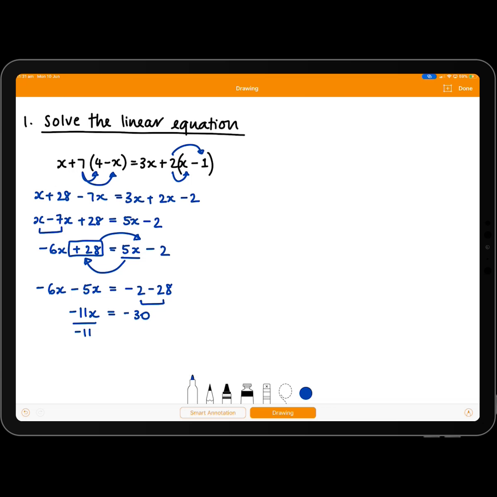And again, if I do it to the left-hand side, I must do it to the right-hand side. So then that becomes divided by -11. These will cancel out, and therefore I'll be left with x equals -30 divided by -11 becomes 30 divided by 11. And that's purely because a negative divided by a negative becomes a positive.